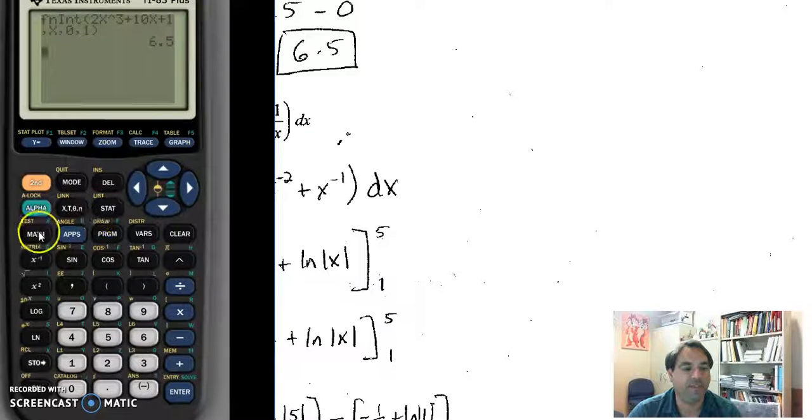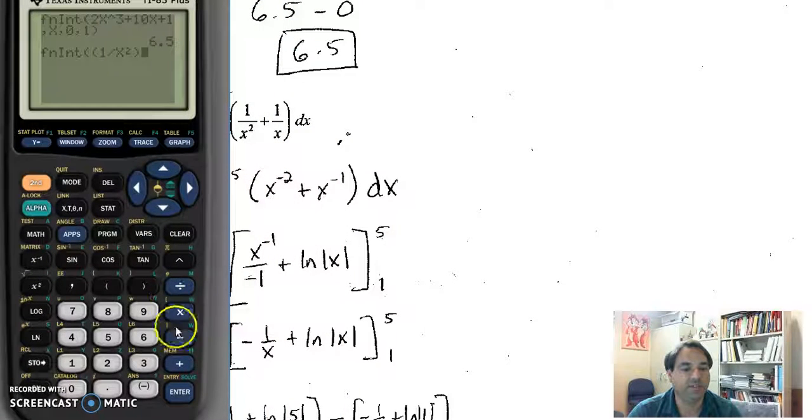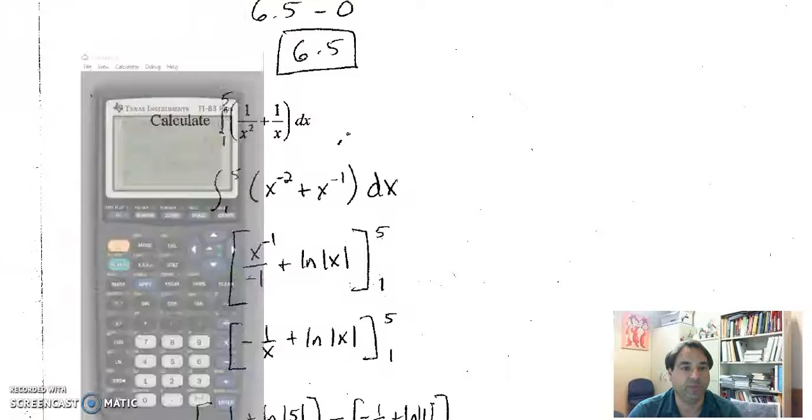We do math 9 in parentheses 1 over x squared, close parenthesis, plus 1 over x, in parentheses, 1 divided by x, close parenthesis, comma x, comma lower number is 1, comma upper number is 5. And we should get 2.409 when I hit enter, and we do. So it's a nice way to check your work as well.